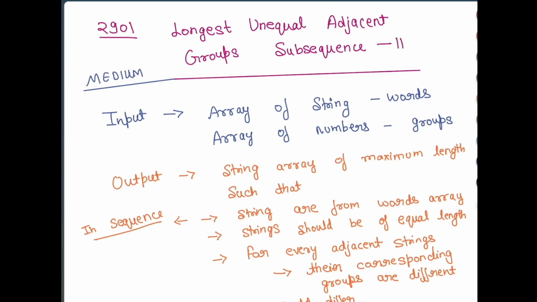In this particular problem, the given input is an array of strings, let us call it words, and another array of numbers, let us call it groups. Now the length of both of these arrays is the same, and I will tell you how this is important. For now, let us understand what output we need to give.